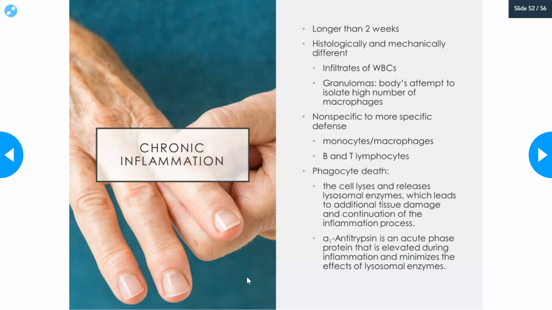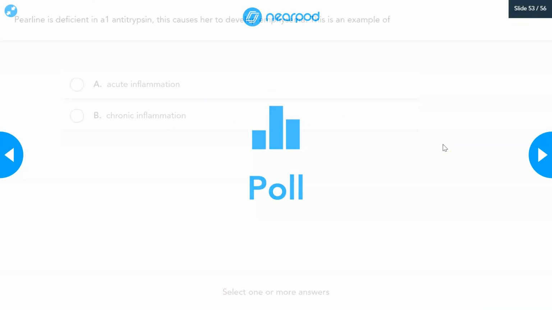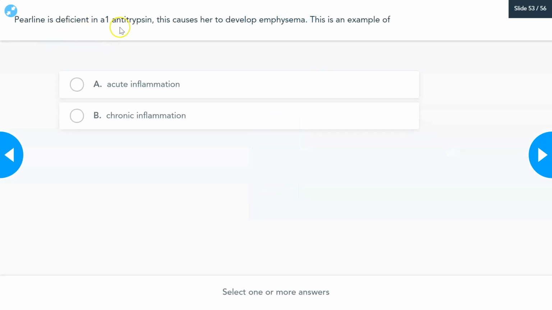Alpha-1 antitrypsin is an acute phase protein, so it increases when there is inflammation and infection, and it is elevated during this inflammation process to minimize the effect of those lysosomal enzymes. Patients that don't produce alpha-1 antitrypsin, or not enough, will sustain damage wherever there are infections, and that will cause scarring and fibrosis due to the damage of the lysosomal enzymes to the tissue that was not able to be neutralized by the alpha-1 antitrypsin. So if Perline is deficient in alpha-1 antitrypsin, then this would cause her to develop emphysema.